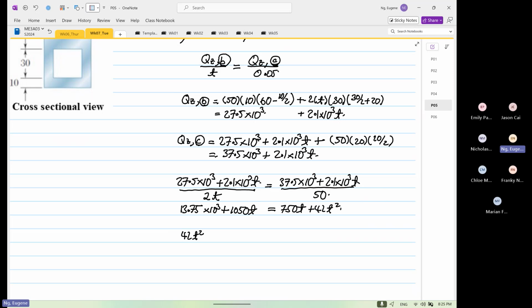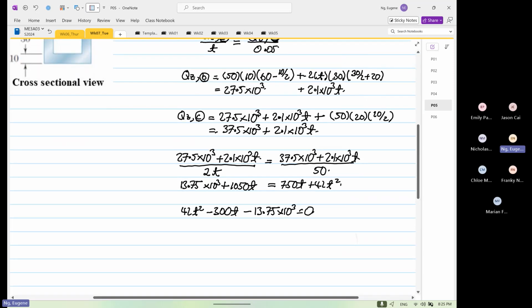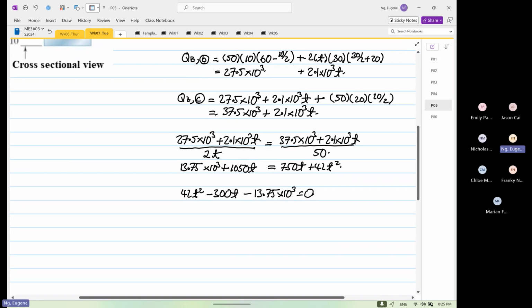Okay, so now when you rearrange this, you get 42t squared minus 300t minus 13.75 times 10 to the power 3. And this is a second order polynomial or quadratic function.